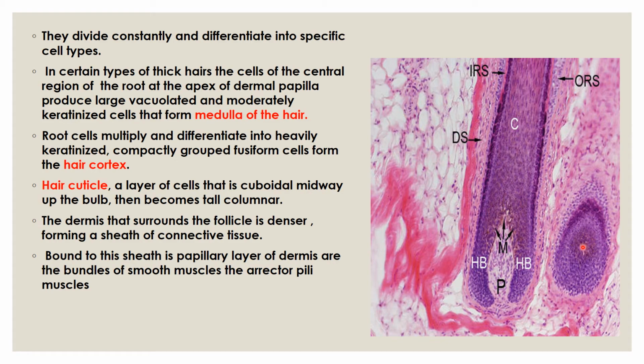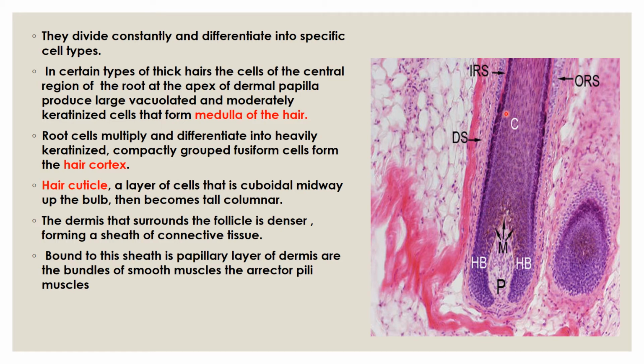Now, in the cut section or the transverse section, you can see that this central portion is the medulla. In thick hairs, the cells of the central region of the root at the apex of the dermal papilla become large, vacuolated and moderately keratinized, and they form the medulla of the hair. Then the cells of the root multiply and differentiate into heavily keratinized fusiform cells, and they form the hair cortex. So this central part is the medulla, and the outer cells proliferating from this matrix group into fusiform cells, form the cortex, and continue in the shaft.